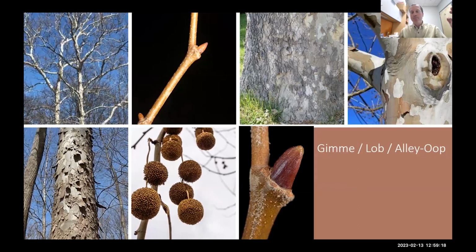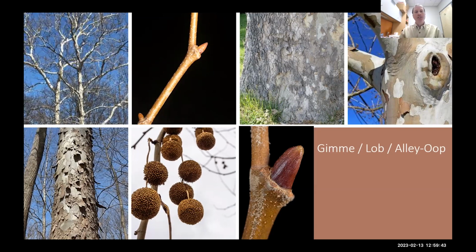Another gimme or a lob would be the bone tree or the ghost tree. So you can see the white bark on the American sycamore. Also, sycamores are primarily found near water. So if you're near water, you're down in a valley or a wetland area, wherever it may be, it should be a gimme as far as identifying this. You can see the sycamore balls, which are technically achenes.